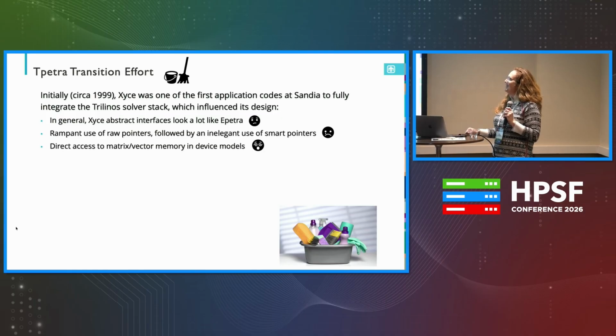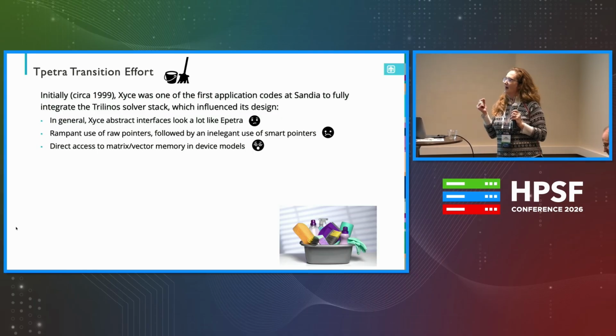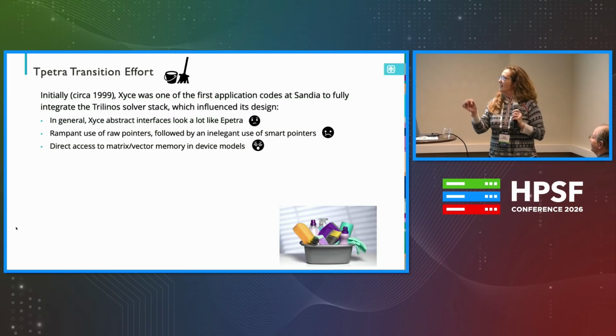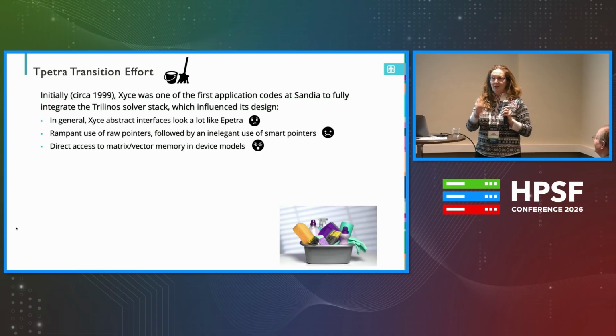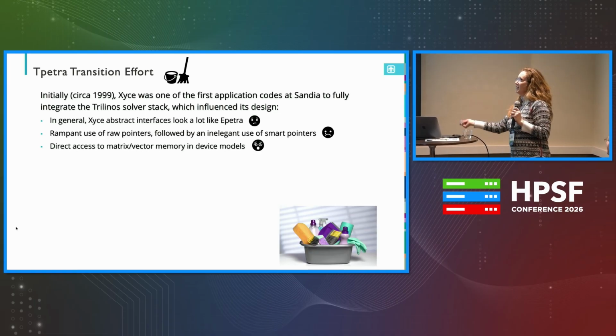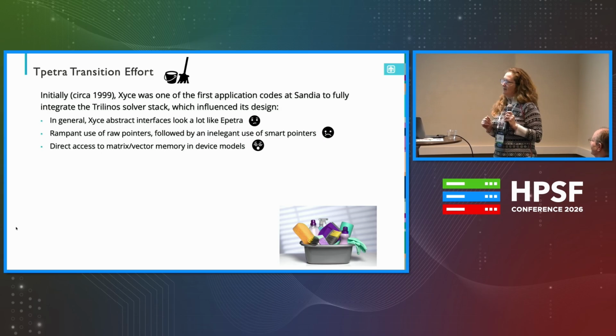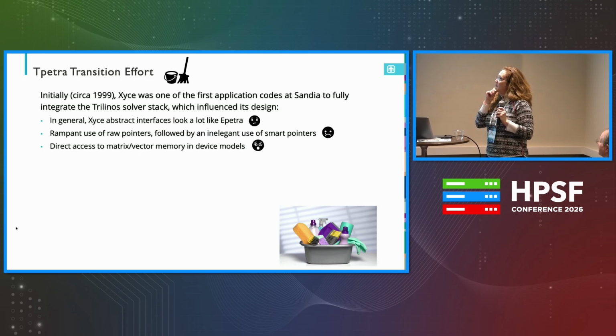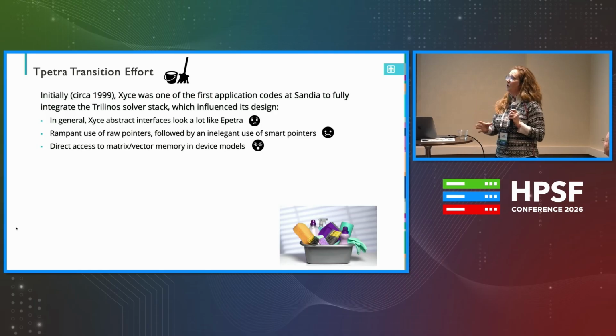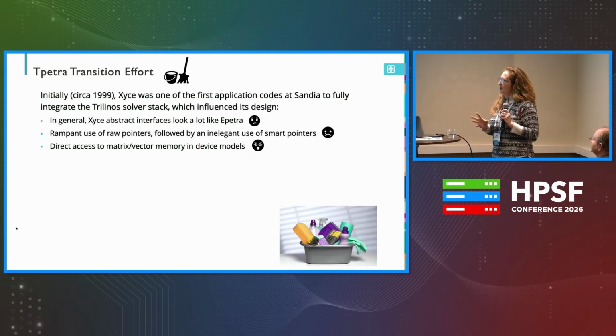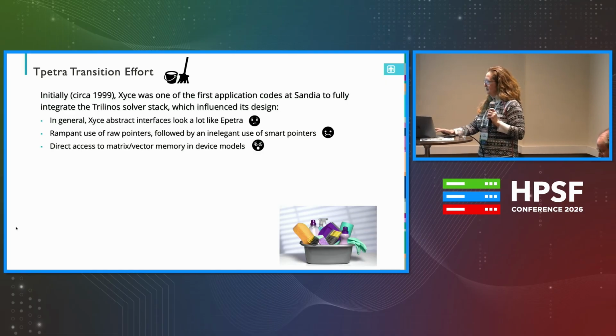So Xyce has a lot of direct access to the matrix and vector entries in the device model. So we hand the pointer to the memory to our device models for matrix and vector loading. That feels wrong, but the challenge is, going back to what I was saying before, you have the same code base solving very small problems all the way through very large problems. For the very small problems, you can't really put up with many layers of indirection in getting yourself loaded into a matrix or a vector.